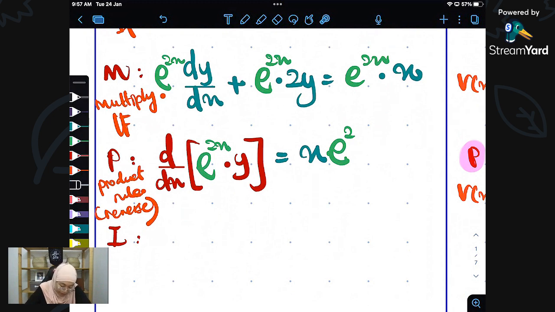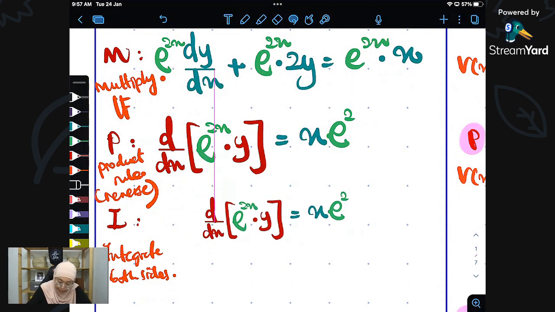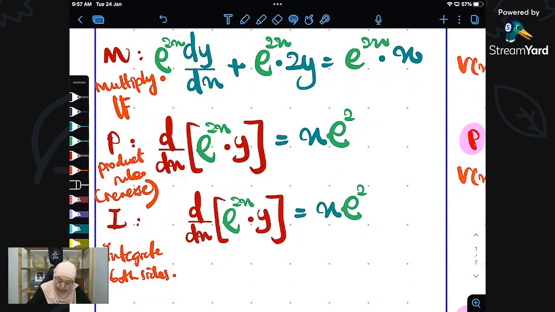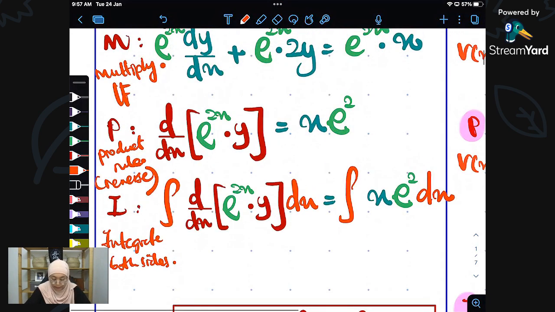Okay. Next step is I. I means integrate. So we are going to integrate both side. Okay, both side. Daripada mana? Daripada apa yang kita dapat di atas ni. If you see here, I duplicate it. When I duplicate it, I put integrate both side with respect to x. So you sedar tak apa saya buat ni? So I integrate both side and I put dx both side.